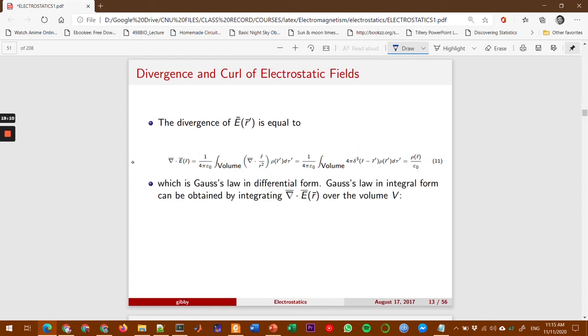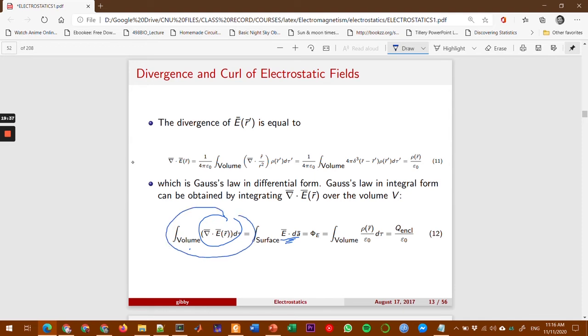So Gauss's law in integral form, E dot dA equals Q enclosed over epsilon naught, can be obtained by integrating this over the entire volume V. This over the entire volume V equals the surface integral, where this one is equal to this, right? So I have this equation. So from this, what do we get?